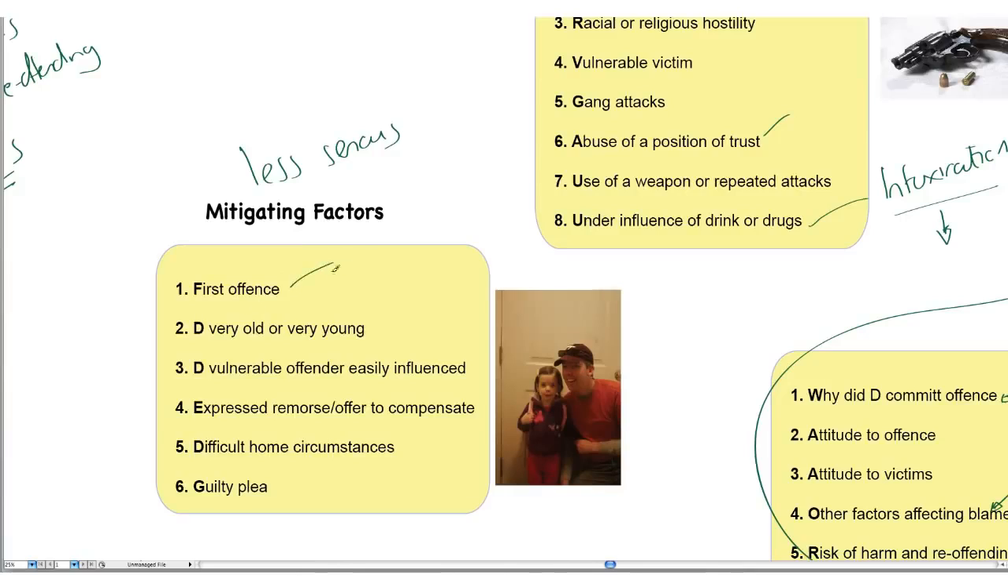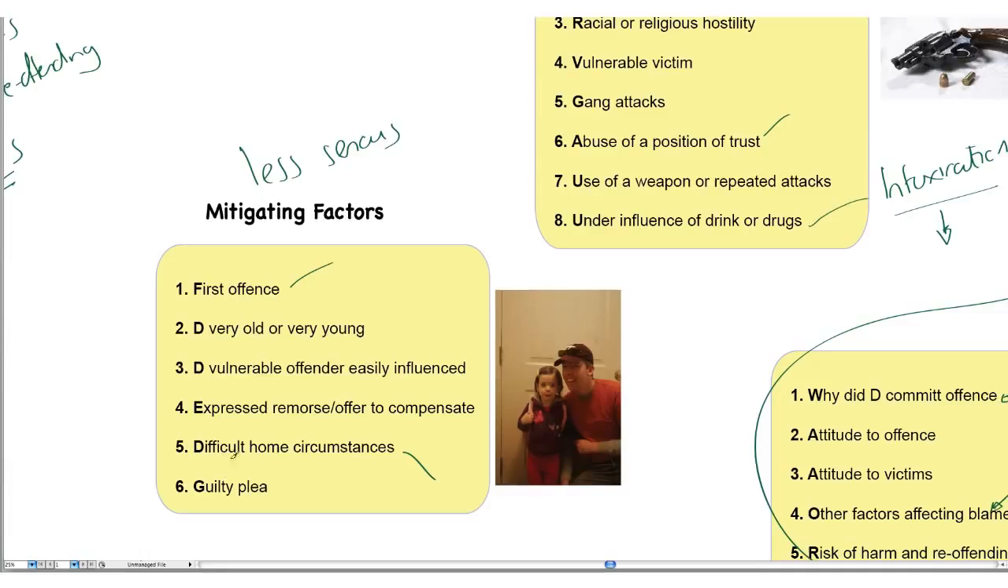So is this the first offence that somebody has committed? Is the defendant one that is very old or one that is very young? Is the defendant vulnerable? Are they easily influenced? Have they expressed remorse? Have they said sorry? Have they offered to compensate the victims? Do they come from difficult home circumstances? And have they made a guilty plea? I'll talk about guilty plea in a minute.